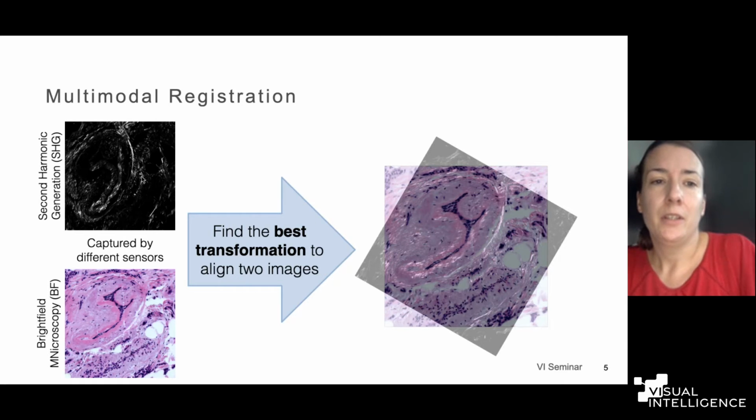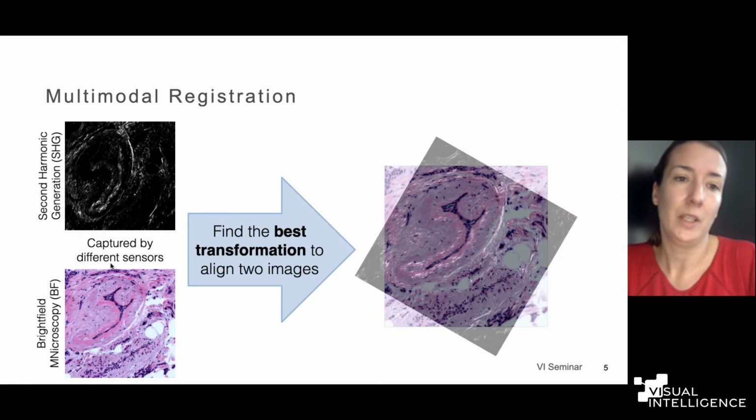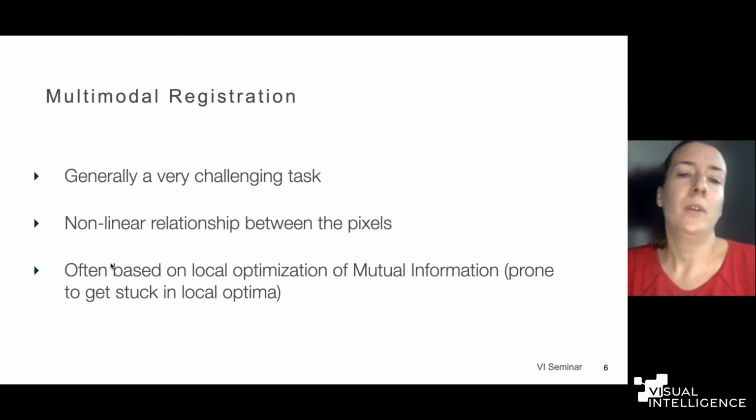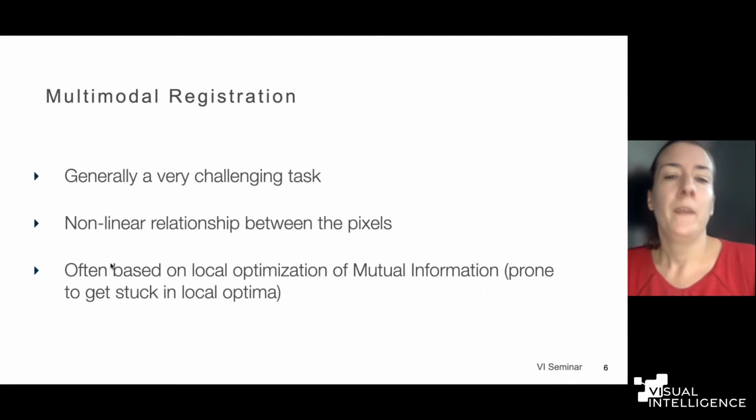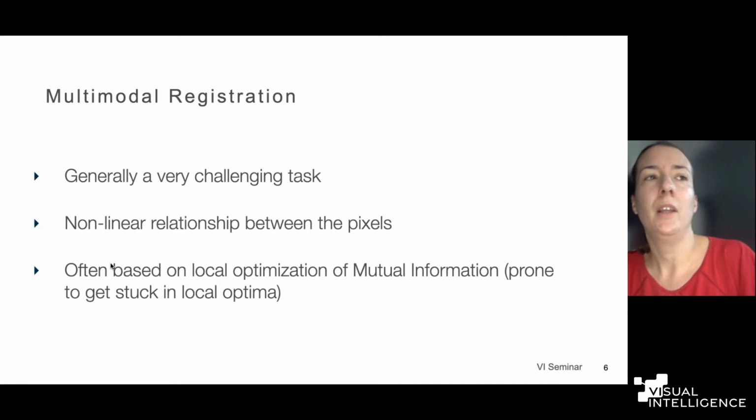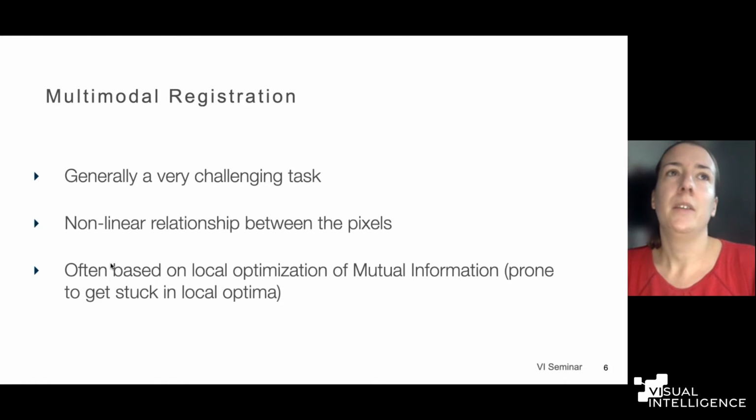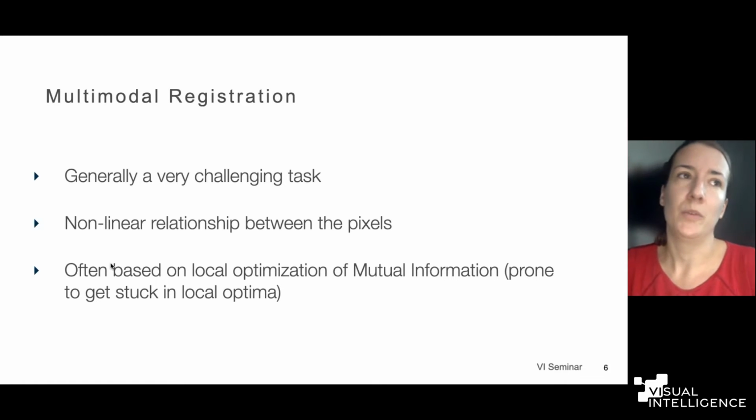And it's quite challenging. As you can see with these two images, they're from the very same tissue, and they look very, very different. So the appearance can vary greatly between those images. And the relationship between those pixels is very nonlinear. So very often, the methods that are used for multimodal image registration are based on some local optimization of mutual information, and that is prone to get stuck in local optima very often. So in particular, if there's a large initial transformation, like a large rotation between those two images, it's quite tricky to actually find the optimal solution without having a lot of restarts of the method.